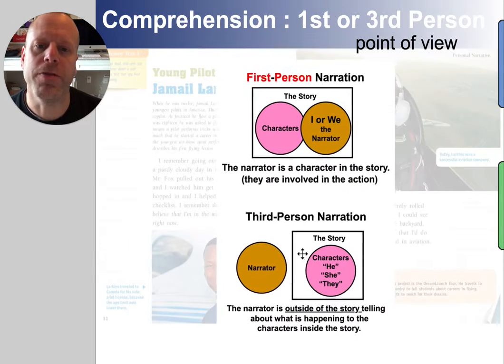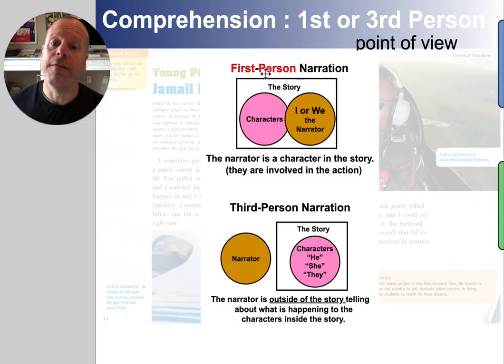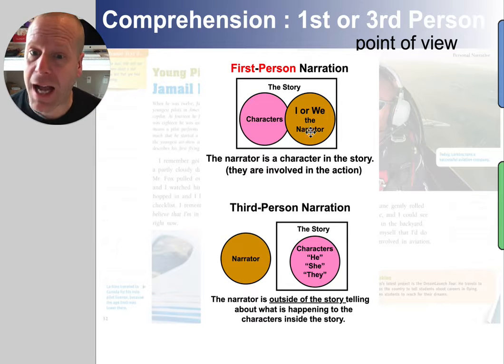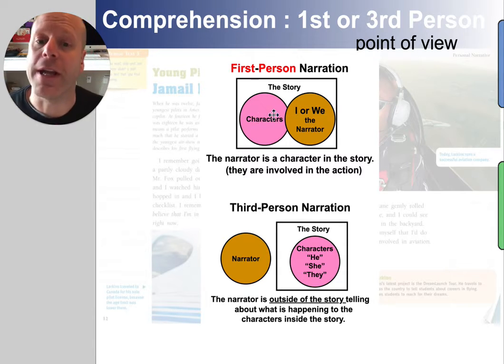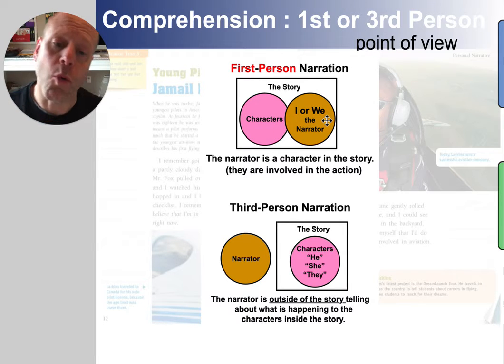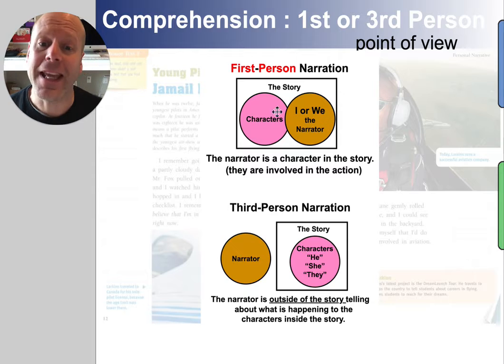So here are the two types of narration we could have. First person, you see the box? The story has all the characters in it, including Jamal, right? He's in the story. He's telling you about, I went to the field. We got into the plane. He is in the story.